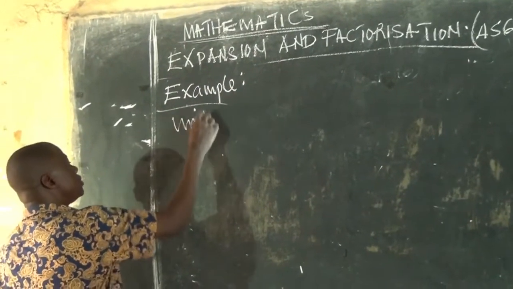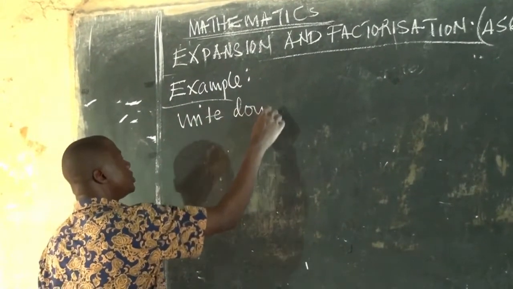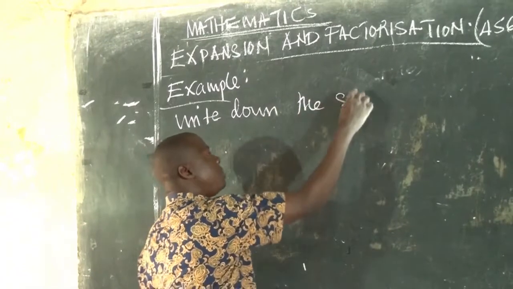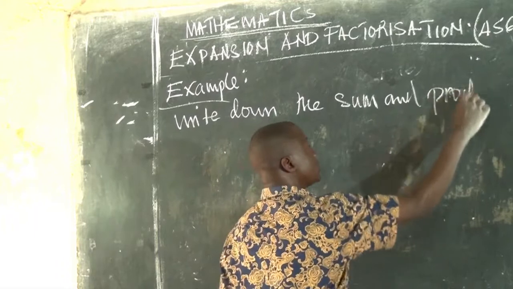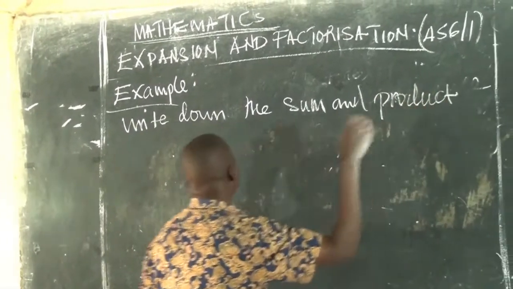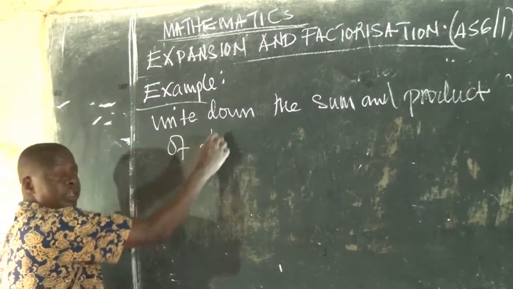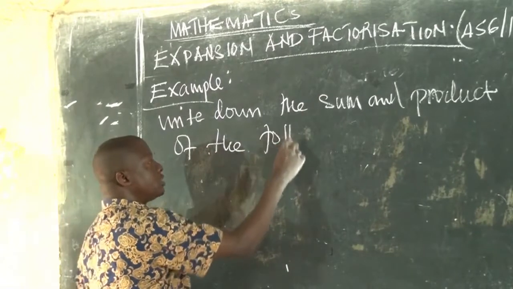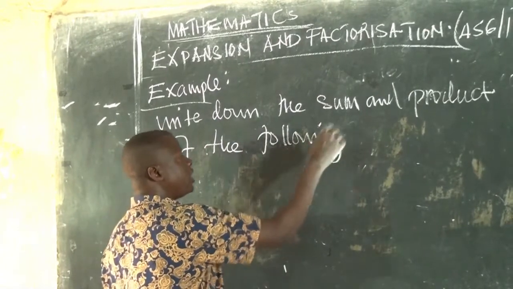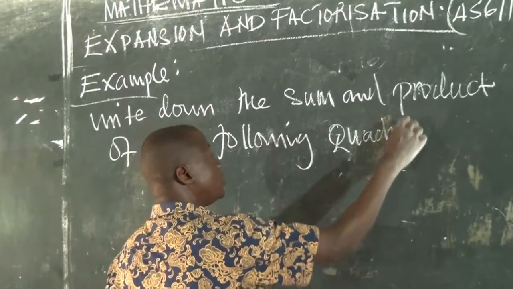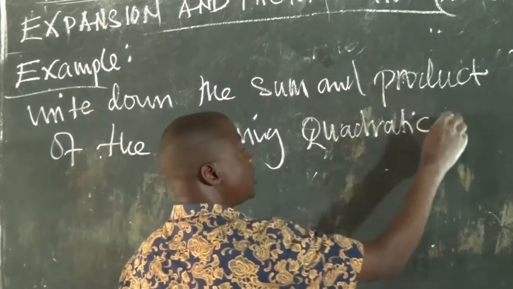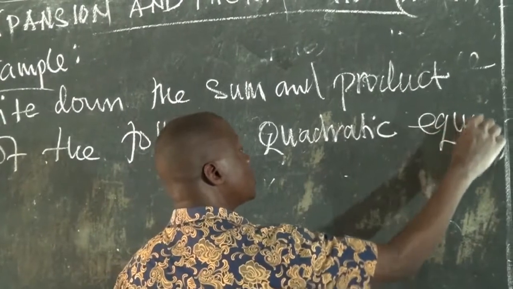Write it down, the sum and the product of the following quadratic equations.